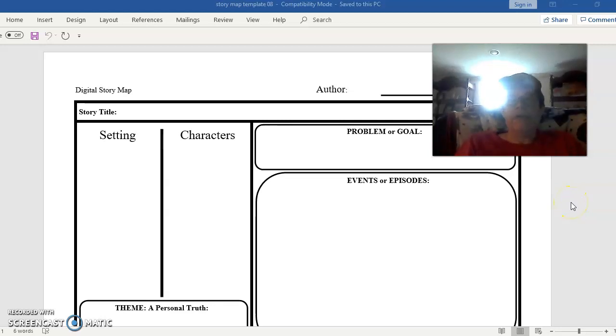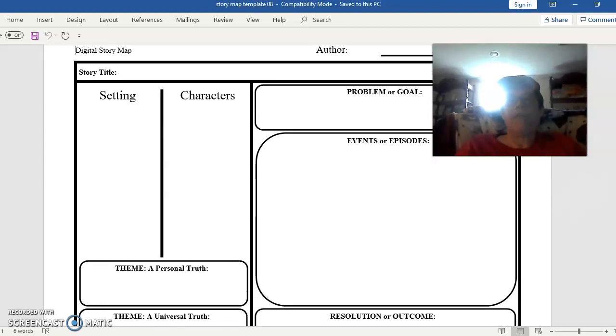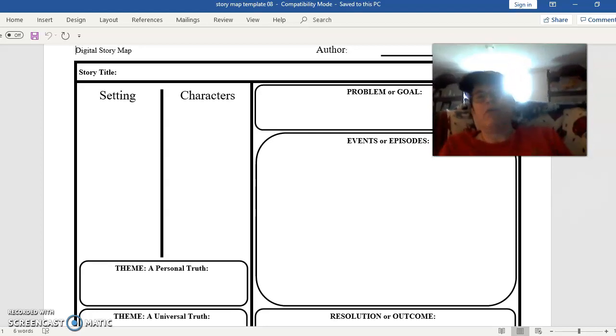Hello again. I want to walk us through some of the graphic organizers that we would have been using. This one is a story map, and it's a little different than what I had intended for you, but it will get the idea across. The story map is simply working with what is called story grammar.